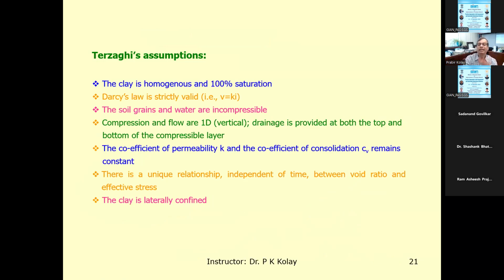Then Terzaghi's theory. There are some assumptions made in Terzaghi's theory: that the soil is 100% saturated, homogeneous, Darcy's law valid. Soil and grains are incompressible, that is not true. Then the compression or flow rate, all these assumptions you need to know. And the sample is laterally confined, but that is also not true in real life, although in the lab test the sample is laterally confined.